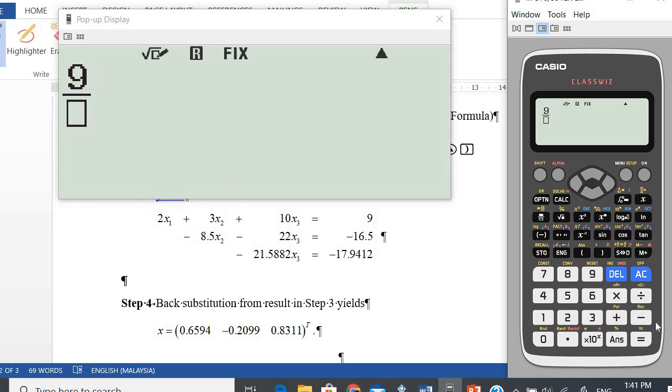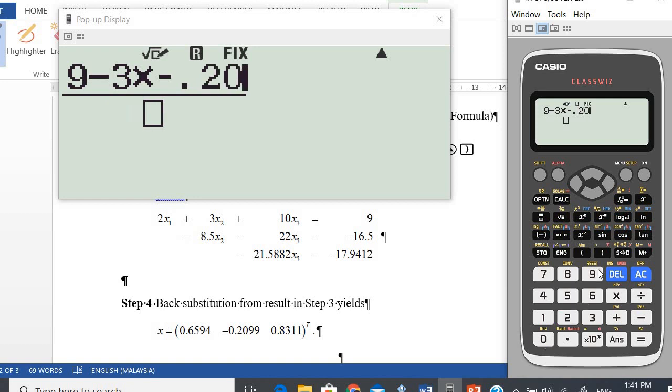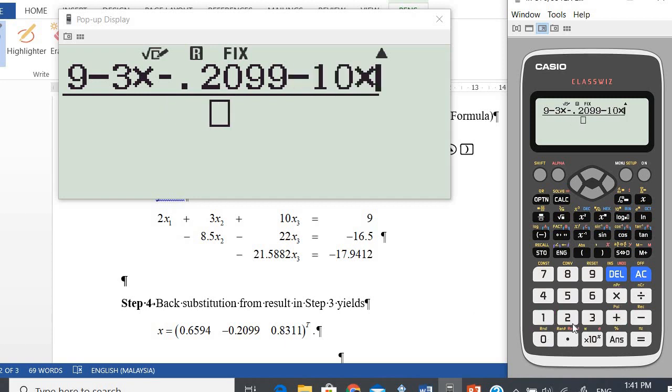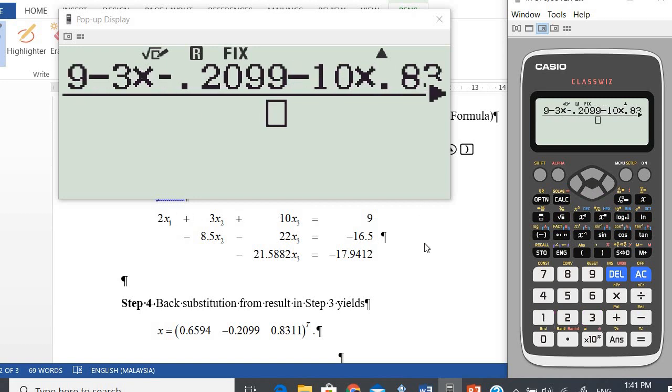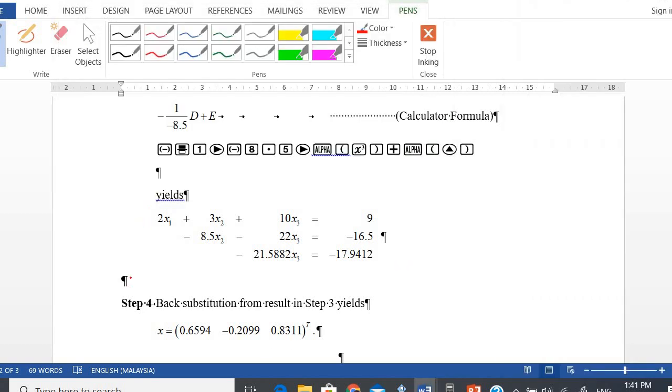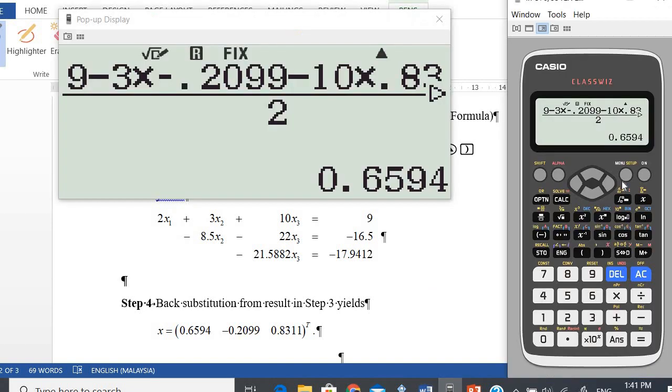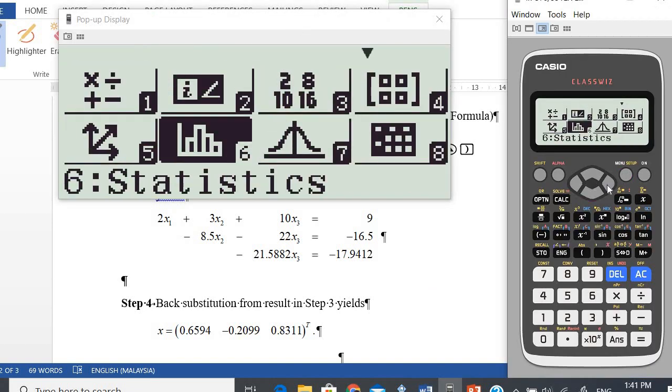So plus, move to the other side, minus 3 times the x2, which is negative 0.2099. Plus 10x3, bring to the other side, becomes minus 10, multiplied by 0.8311, divided by the coefficient for x1, which is 2. So you get the result 0.6594.